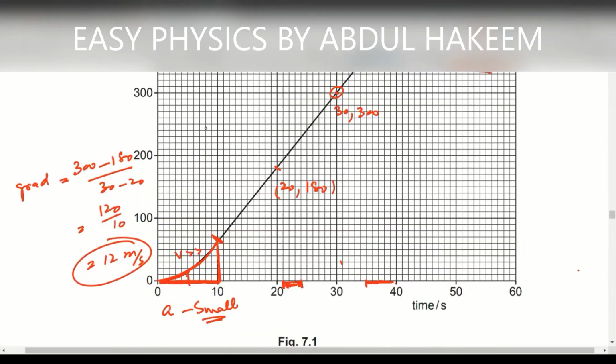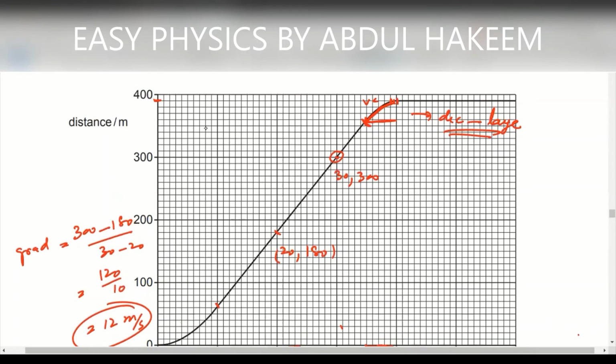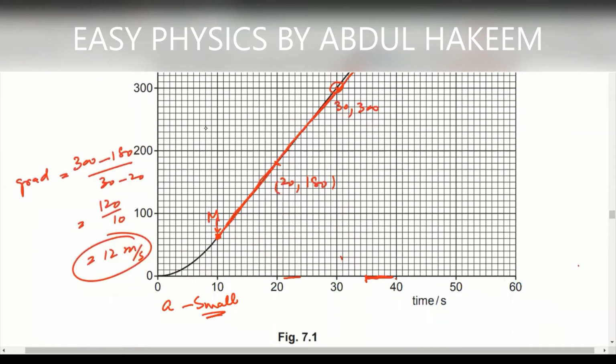So look at the graph. From this point to this point, the speed is maximum. So this is the M point where the speed is maximum and the air resistance is maximum, and it remains constant till 35, and then air resistance decreases because the speed decreases. Okay.